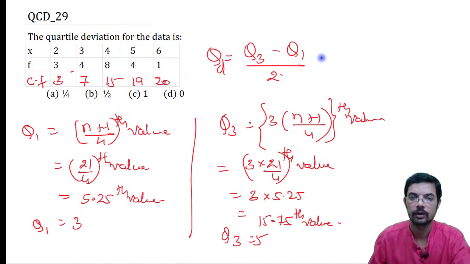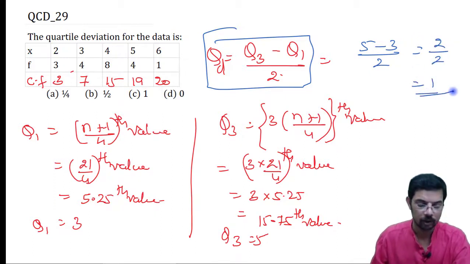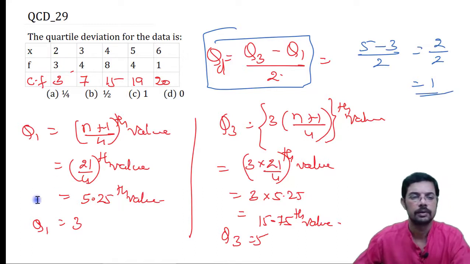Therefore, we can find the quartile deviation using the formula Q3 minus Q1 divided by 2, that is 5 minus 3 divided by 2, which is 2 divided by 2, equal to 1. Very simple and easy to calculate.